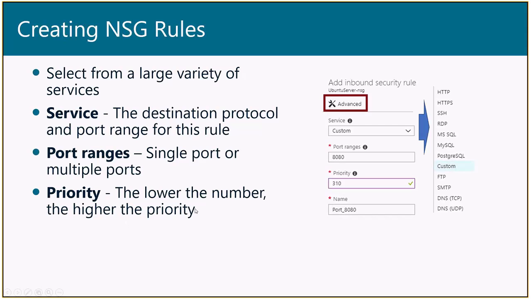And then we have to set the priority. The lower the number, the higher the priority is. And there's just a name for this particular security rule. So if you're not sure what the port range is supposed to be, that's pretty much standardized.